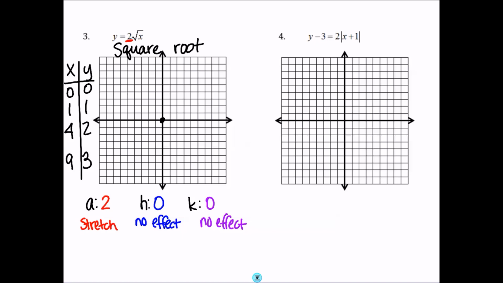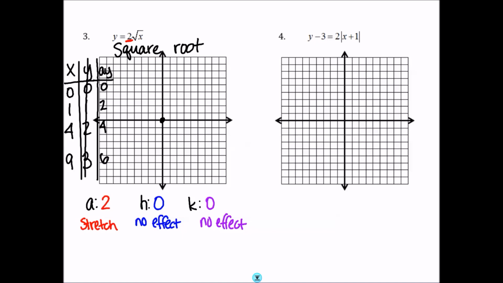a affects the y values, so it's going to make all of the y values twice as tall. If you really like the xy charts, my suggestion is to make a third column that's a times y. So I'm going to multiply all of these y values by a, which is 2. And then instead of going over 1 and up 1 or over 4 and up 2, I'm going to cross out the y column and use x and ay to graph my points.